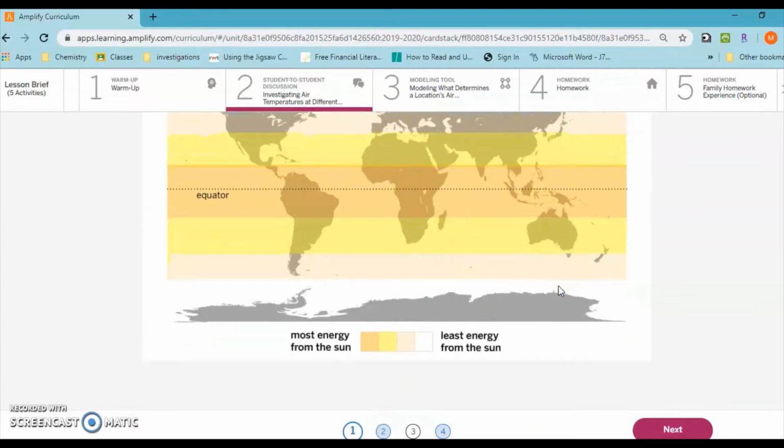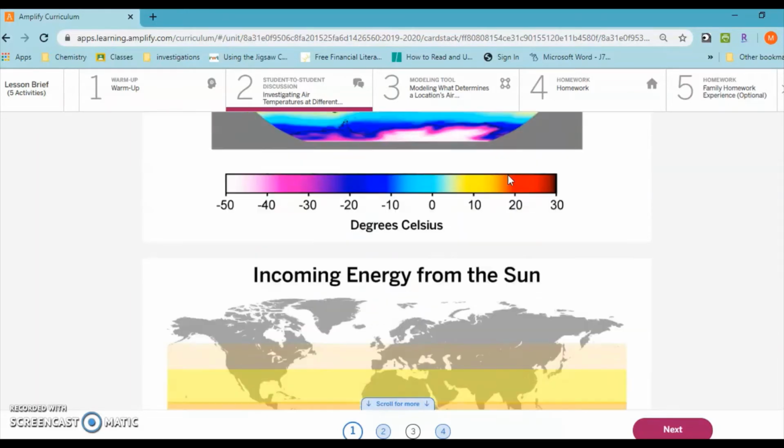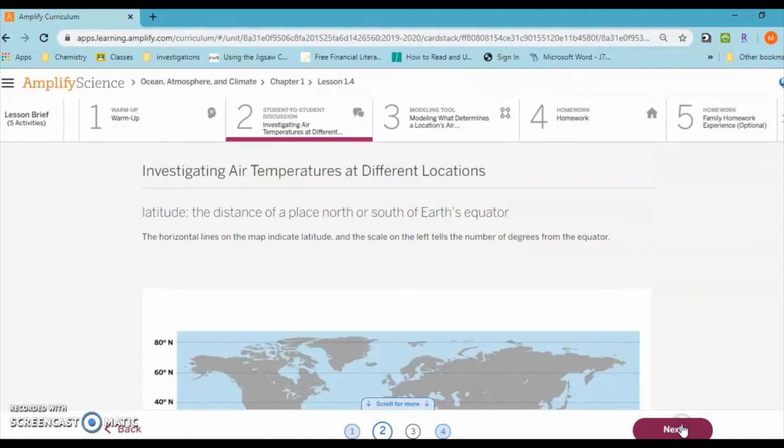And you might have turned and talked with somebody or jotted down your ideas about what information these maps show us, and how these maps go together to provide evidence about our investigation question, which is, why do different locations have different air temperatures? So I'm just going to hit next.